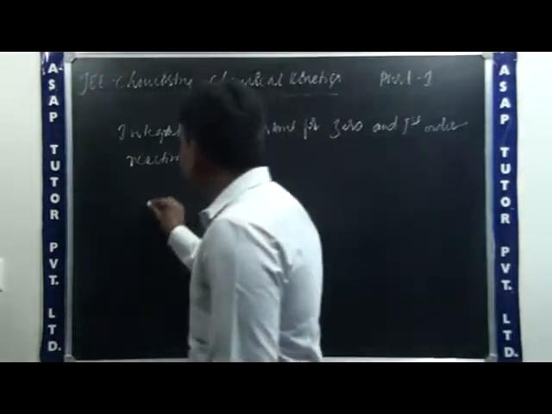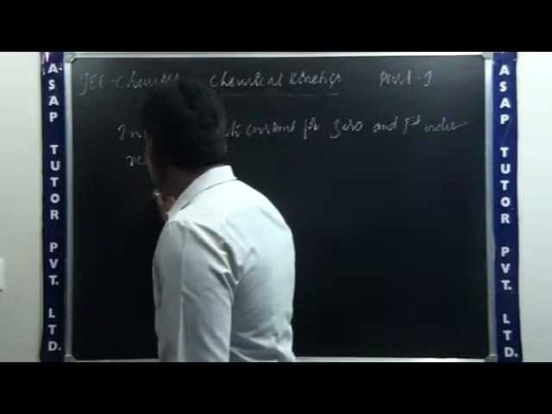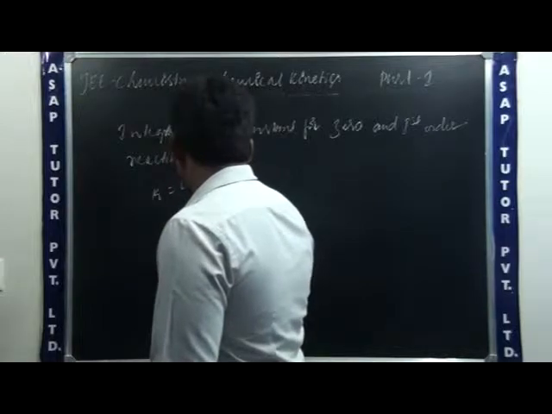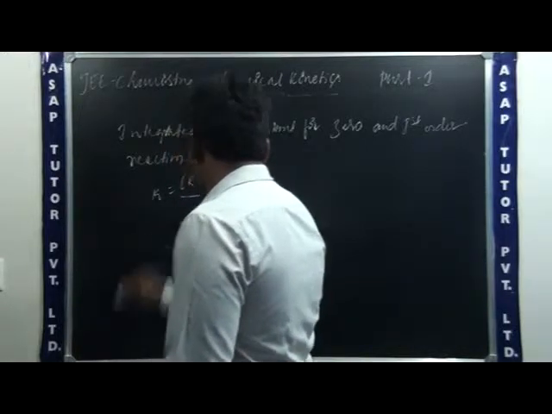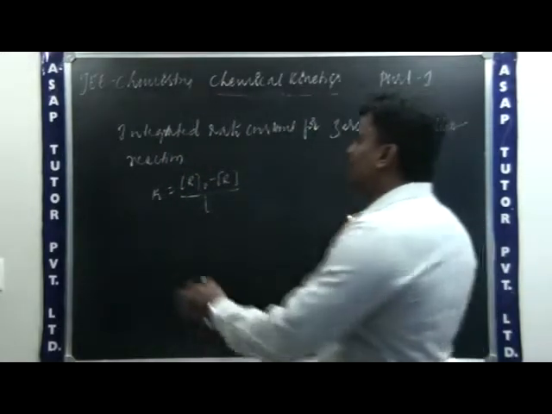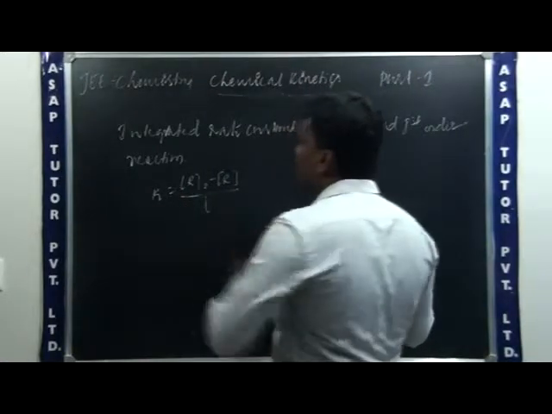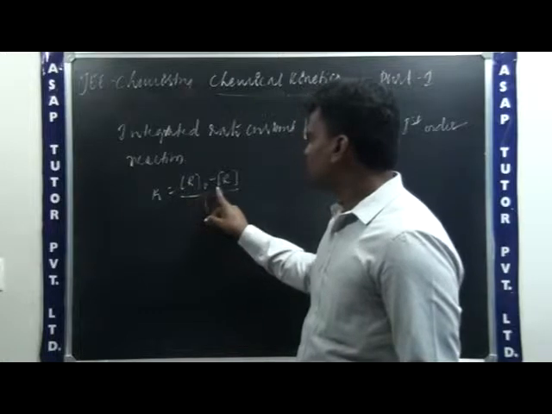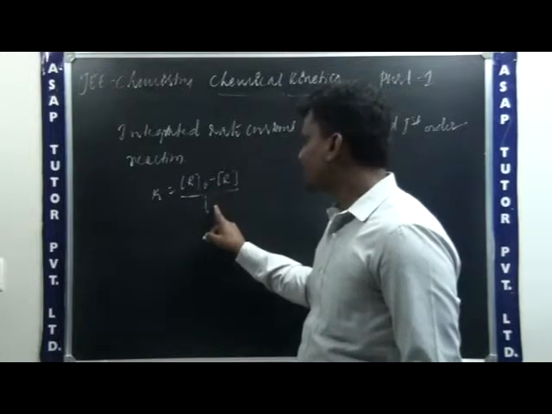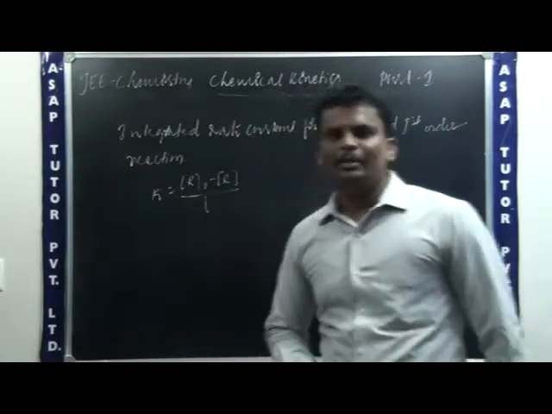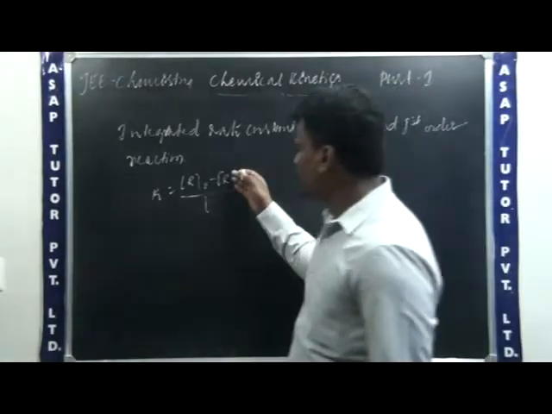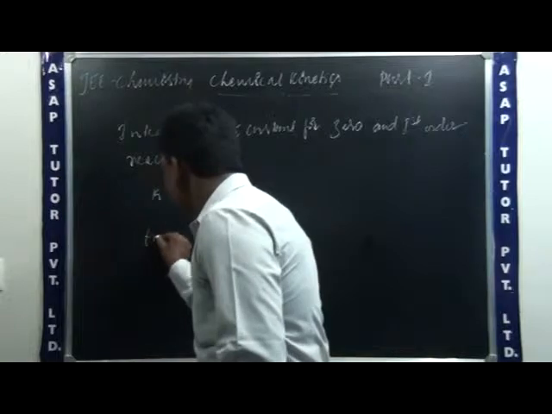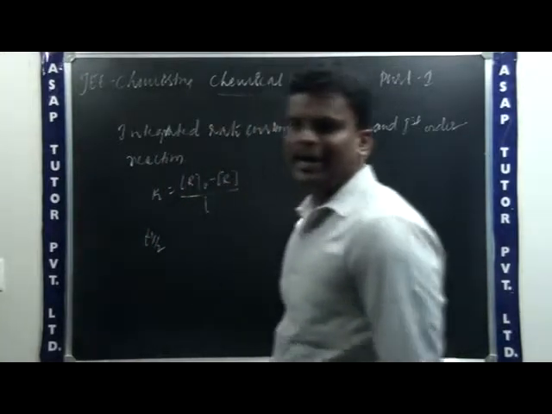Now, the integrated formula for zero order reaction is K equals concentration of R naught minus concentration of R, divided by t. This is the rate constant formula for zero order reaction. Here R naught is the initial concentration, R is the final concentration, and t is the time taken to complete the chemical reaction. Now we need to derive one more formula, the half-life period of the zero order reaction.